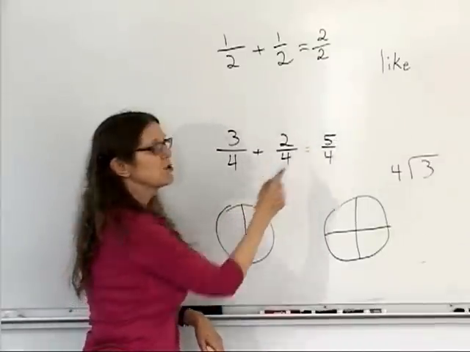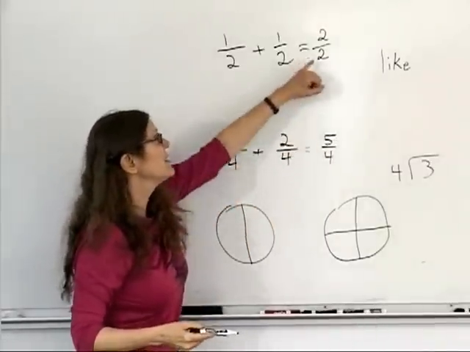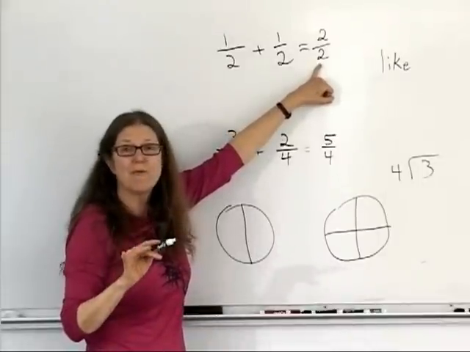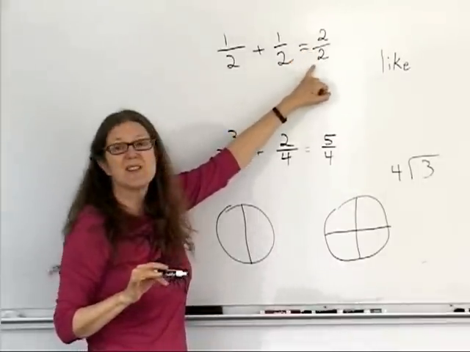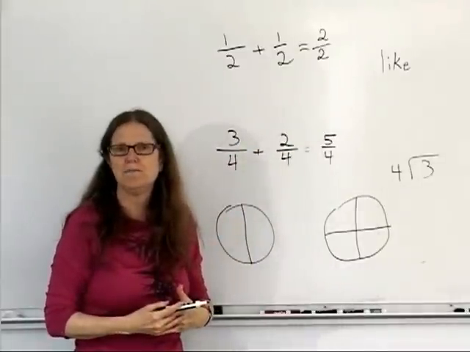Anytime the numerator is greater than the denominator, I've got more than 1. When the numerator is equal to the denominator, I have 1. And if the numerator is less than the denominator, I've got less than 1 whole.